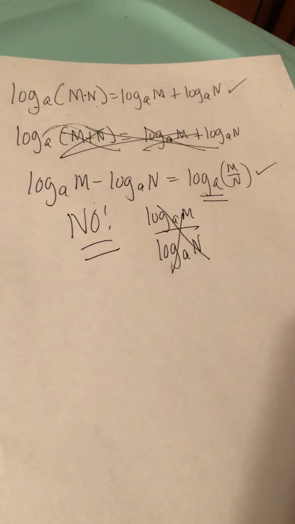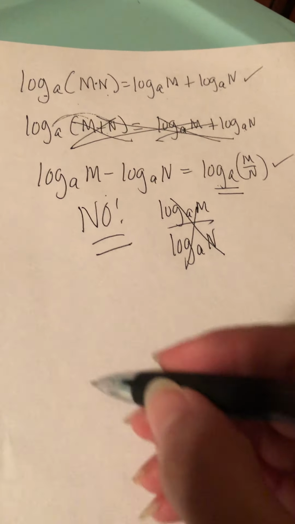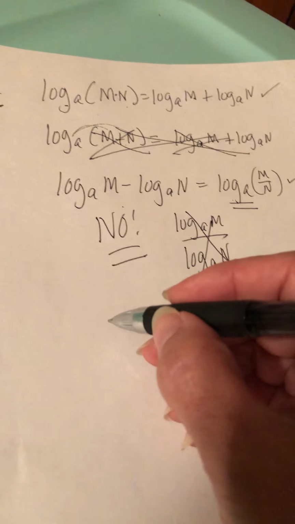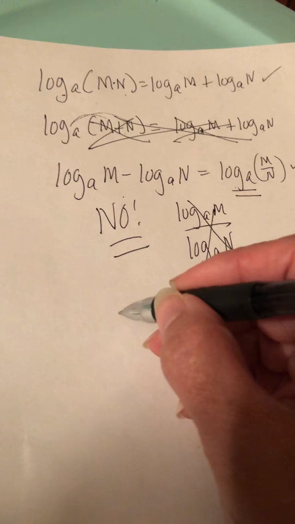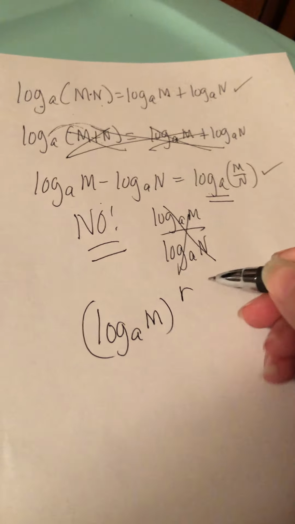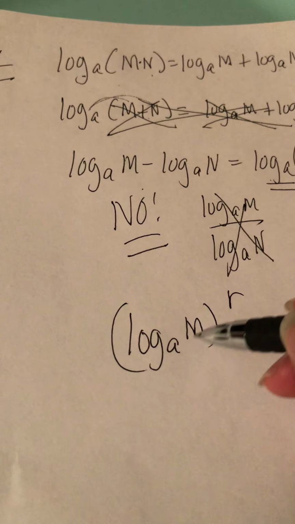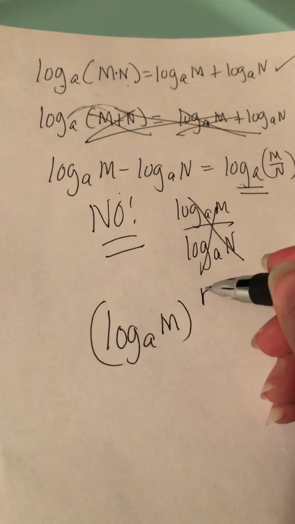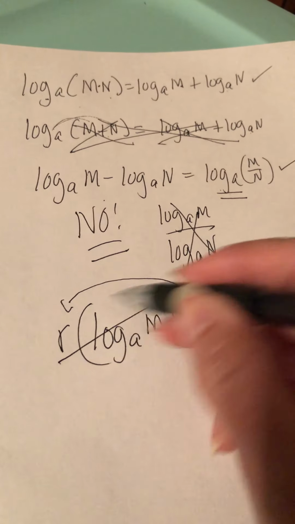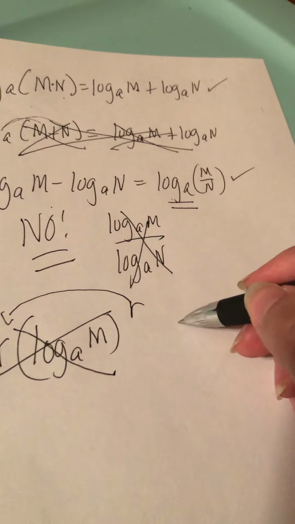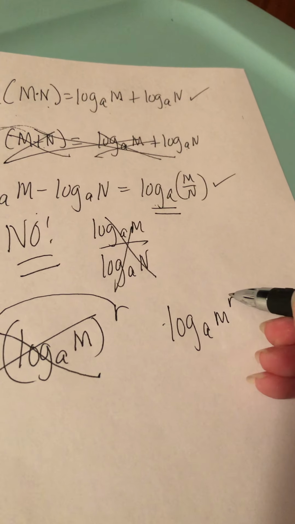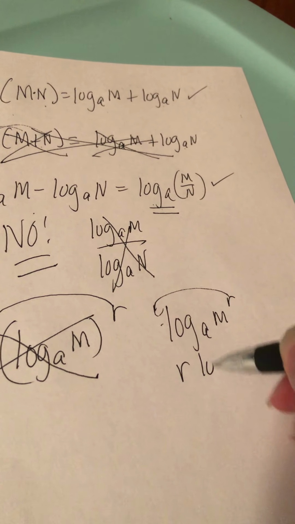And then finally, when you have an exponent, if you have log base A of m, and the whole thing is raised to the r, you do not do this, okay? It has to be log base A of m to the r. There should be no parenthesis, and then you can bring it to the front.